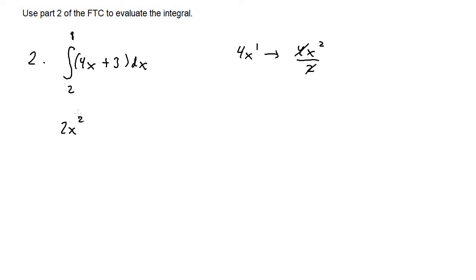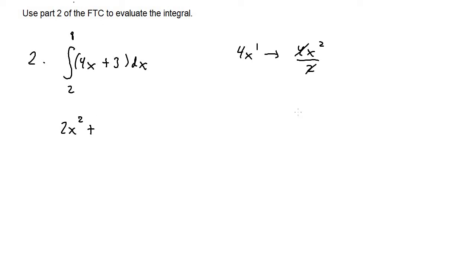You can also double check by deriving this and see if you get back to 4x. Well, the derivative of 2x squared is going to be bring the power down, 4x, and then we subtract the power by 1 to the first, which is obviously 4x. So that way we know we have done it correctly. So we get 2x squared, and then plus the antiderivative of 3.